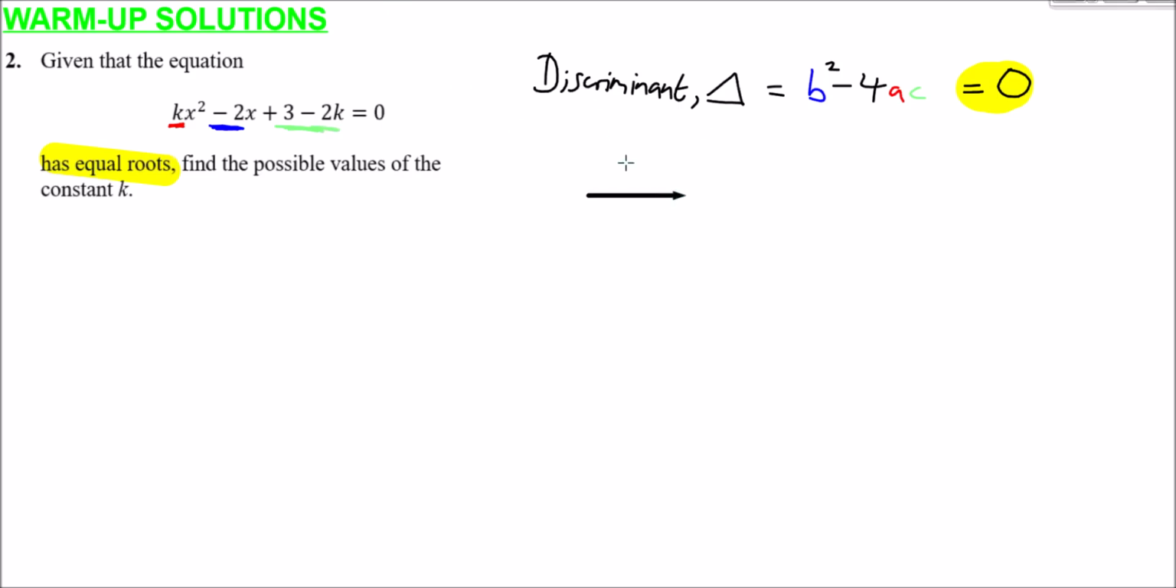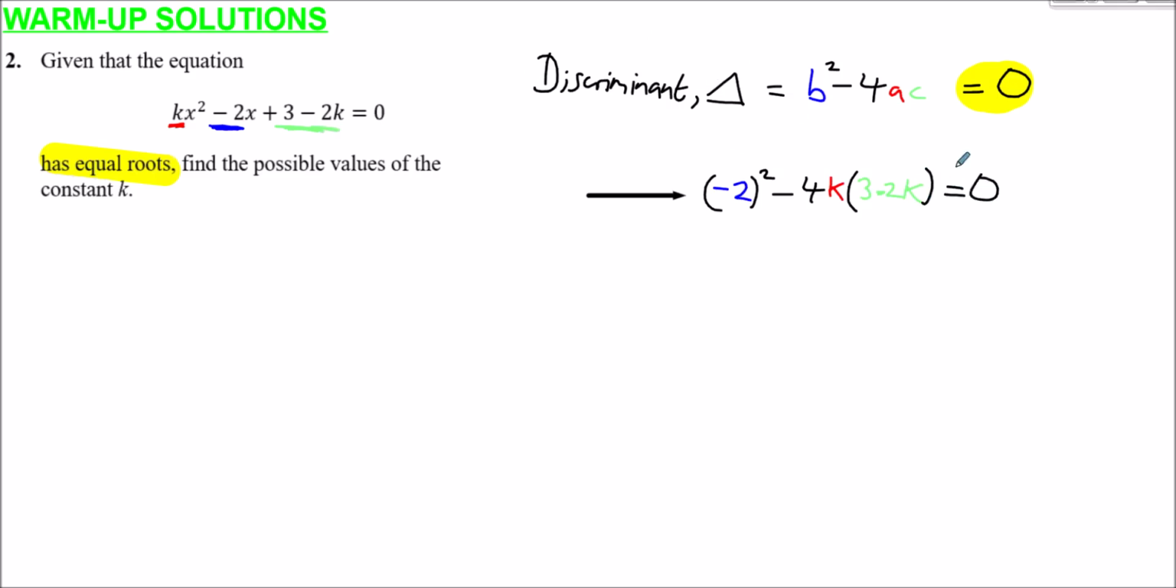So b squared, for us, that's going to be... whoops, what am I talking about? So b is minus 2, of course. So we've got minus 2 squared minus 4 multiplied by a, which is k, multiplied by c, where c is 3 minus 2k. So all of that we set equal to 0.